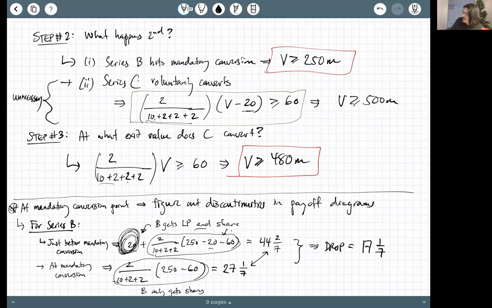By the way, this number here for participating preferred that's forced to convert will be systematically lower than the liquidation preference. Again, because you lose the liquidation preference, but equity correspondingly goes up in value a bit. So you get some of that loss back. So that's kind of what's happening here.